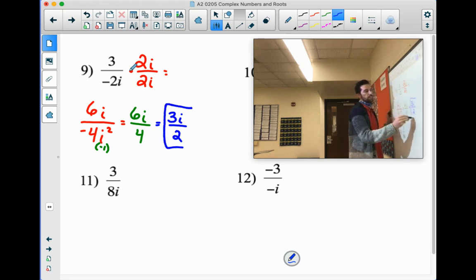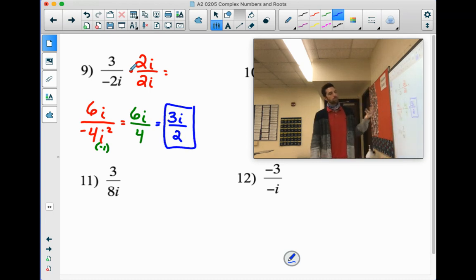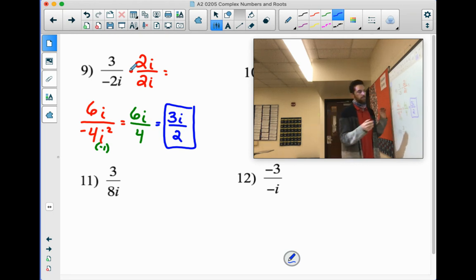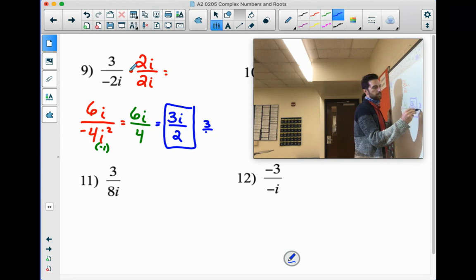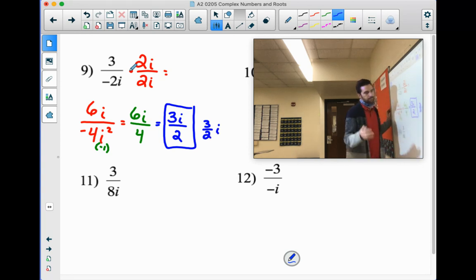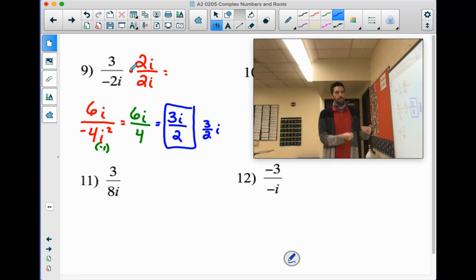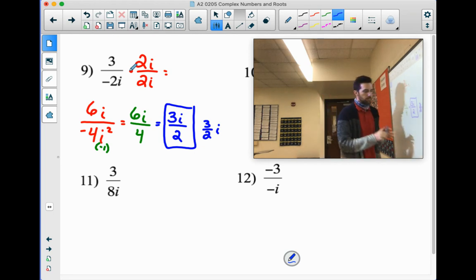So you can write it like this, 3i over 2, or you could write 3 over 2 i. Either way is fine. I mean, like this, that would be the way to write it. Don't put the i in the denominator. Remember, that's the whole thing we were getting rid of from the get-go. Okay? So let us try the next one.